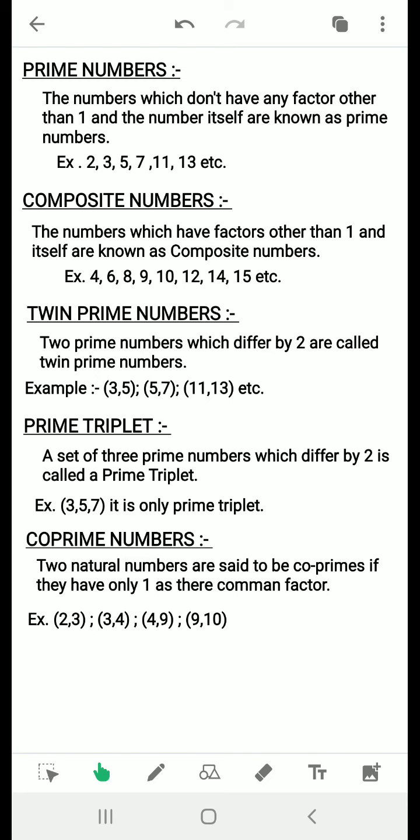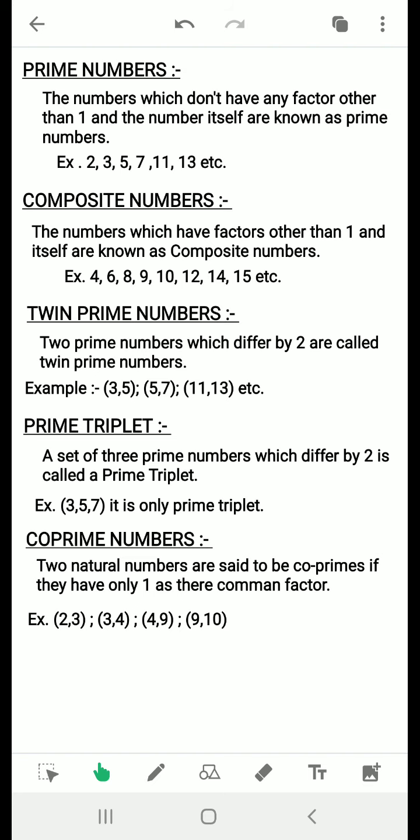So now, what are composite numbers? Composite numbers are just the opposite of prime. The numbers which have factors other than 1 and itself are known as composite numbers. That means they will have at least 3 factors. They can have more than 3 also, but at least they will have 3 factors.